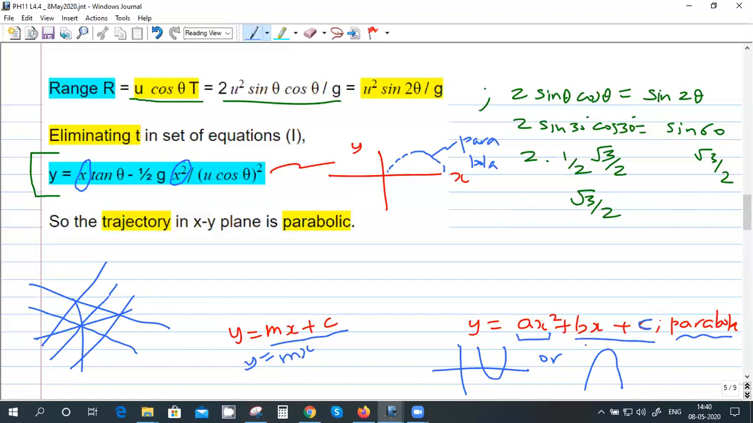Even for a parabola, you can have either a U or an inverted U. When it is a U, a will be positive. When it is an inverted U, a will be negative, less than 0. Here a is negative. a is this combination, and it is negative because of the minus sign. Since a is negative, it is an inverted parabola. So it is this portion of the parabola from here to here, because below this is the ground, and it will not proceed further. Wherever it is traveling, it will be in the form of a parabola. And so this is the parabolic curve.